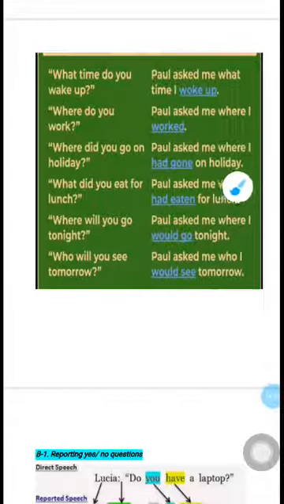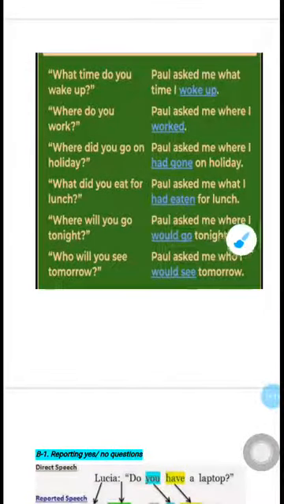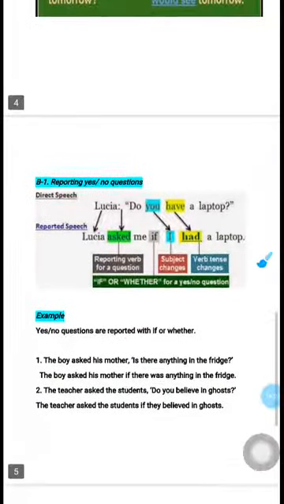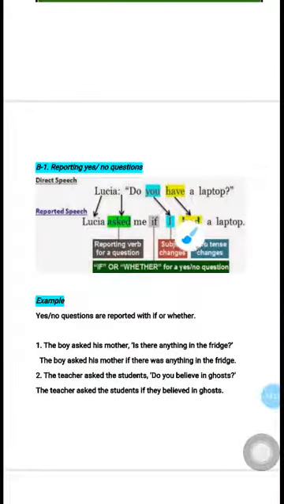Okay, I hope it is clear to you. Then, what did you eat for lunch? Paul asked me what I had eaten for lunch. Where will you go tonight? Paul asked me where I would go tonight. Will changes to would.